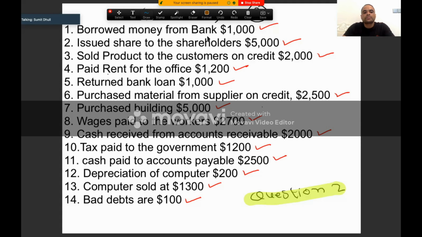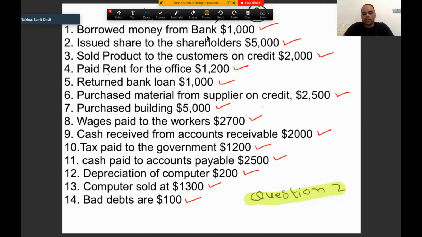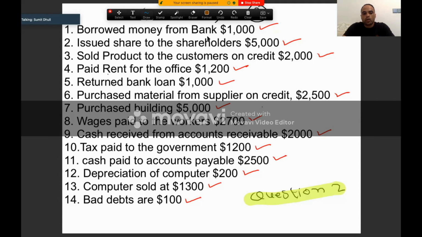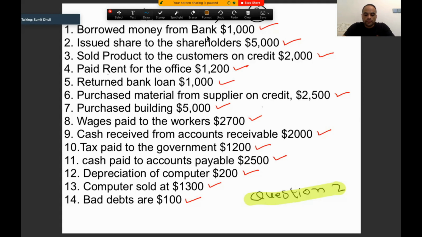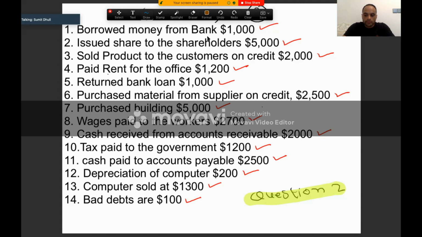Number 13, computers sold at 1,300. I think cash account is debit and sales account is credit. Cash account debit and computer credit. Number 14. Bad debt expense is debit and account receivable is credit. Yes, that's right.